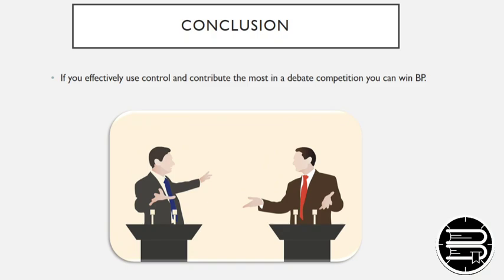Okay, so in conclusion, if you really want to win British Parliamentary debate, you should be able to be in control, and you're supposed to contribute the most in the debate competition. Then you can win British Parliamentary debate. So it's all about control and contribution. The one who controls the room and the one who contributes the most wins British Parliamentary debate.